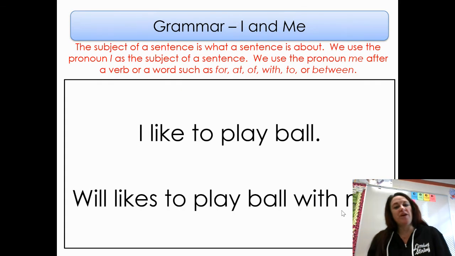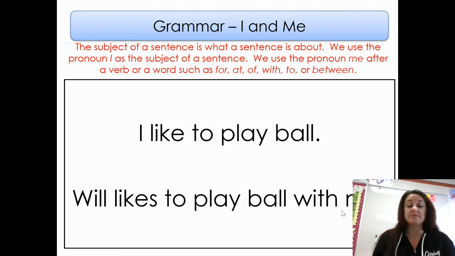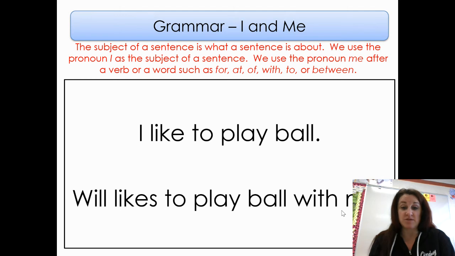All right, so we are going to talk about the words I and me. So, the subject of a sentence is what the sentence is about. A lot of times we'll say subject, and we'll ask, what is the subject? Or sometimes we say, what is the noun? A lot of times, though, we use the word subject. What is the sentence about? We use the pronoun I as the subject of a sentence. We use the pronoun me after a verb or a word such as for, at, of, with, to, or between.